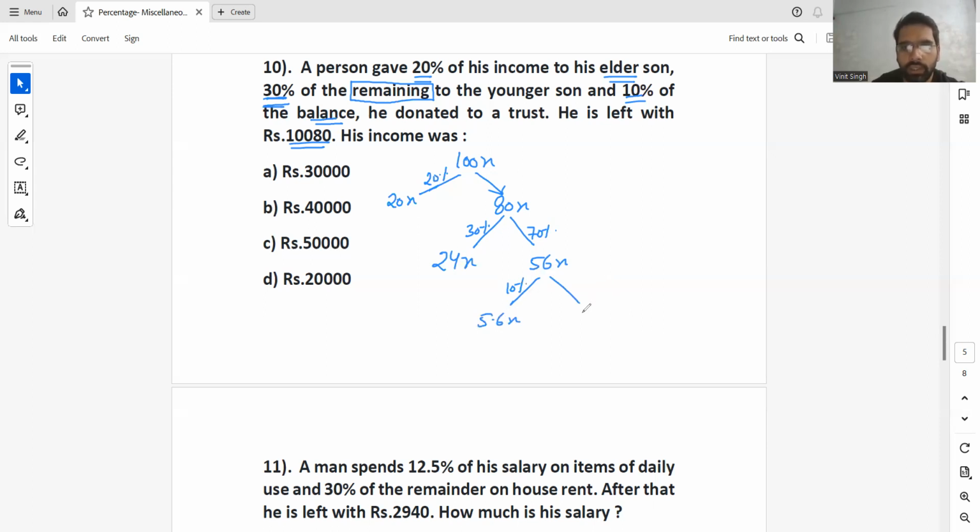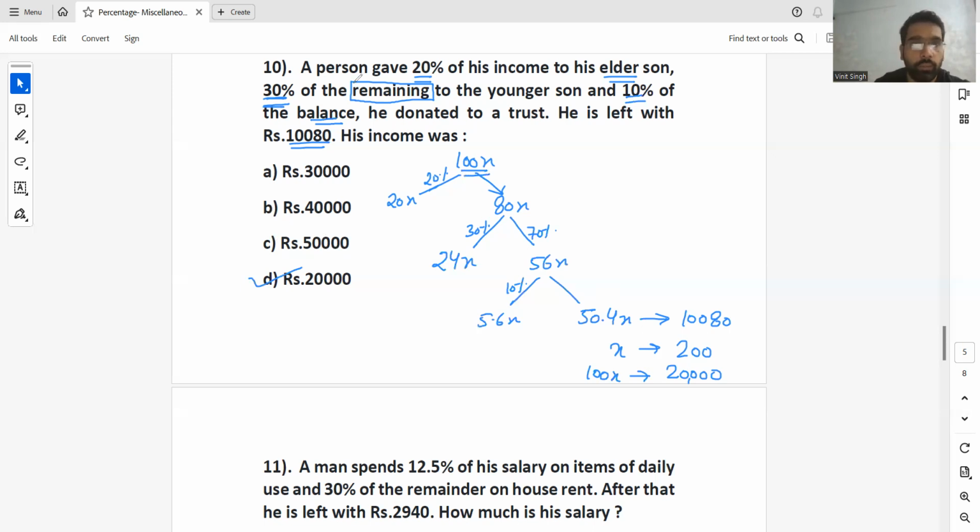And the remaining will be 50.4x. He is left with the money 50.4x, which is equal to 10,080. x is equal to 200. Now we have to find the total income, 100x, which is equal to 20,000. So the total income of the man is 20,000.